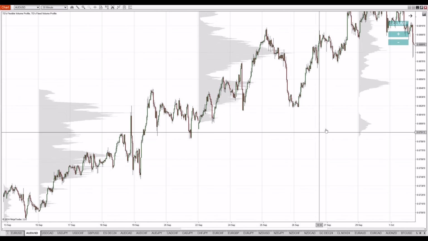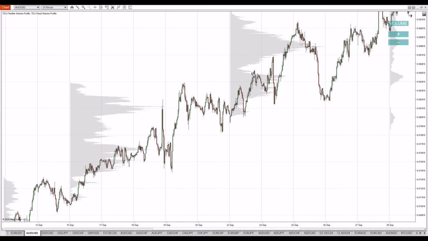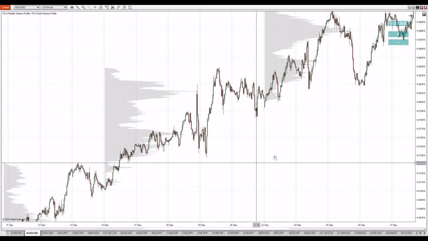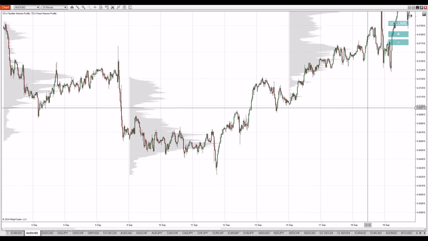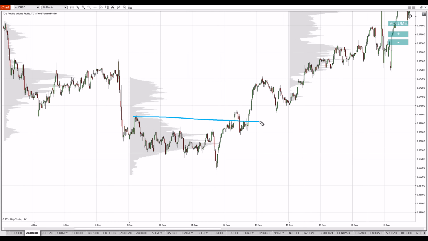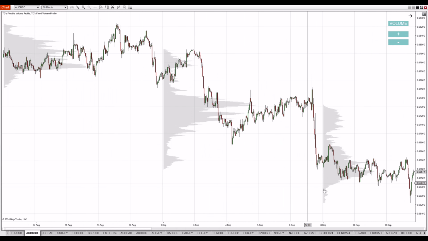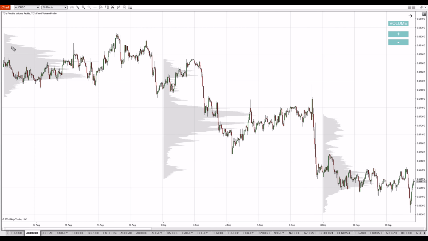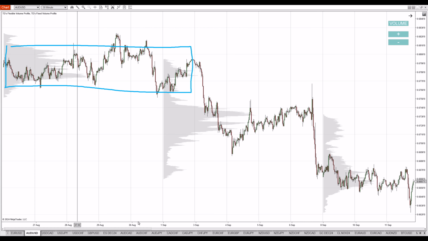Let me move the chart a bit. We have a rotation in here, a rotation in here, a rotation in here. So as you can see, the market is full of those areas where the price was just rotating and going nowhere. And we as traders need to adapt to that and learn how to trade in conditions like those.